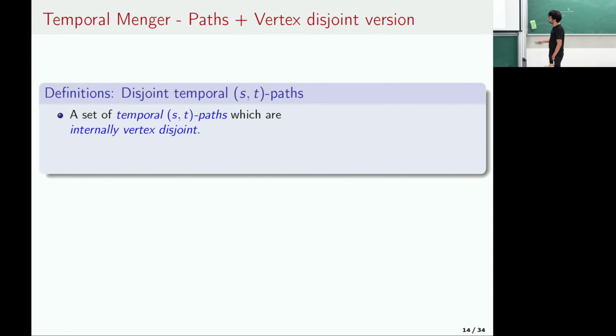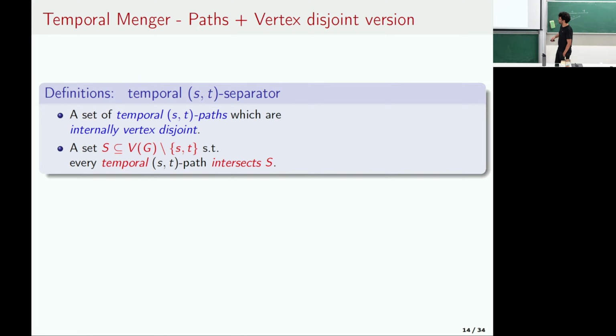Okay, so as mentioned before, now I'm going to talk about the Menger setting in which I will consider temporal paths and vertex disjointness. So I will say now that a set of temporal ST paths is disjoint if they are internally vertex disjoint. Okay, I'm not changing the meaning of disjointness here. And I say that a set S, a set of vertices, is a separator if it blocks every temporal path. So the only thing that I'm adding here is that instead of looking at paths, I'm looking at temporal paths.